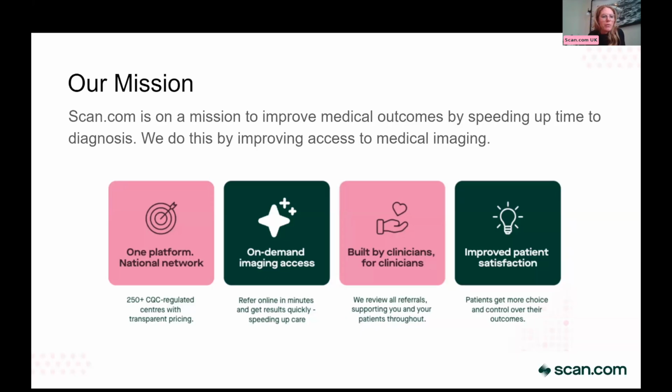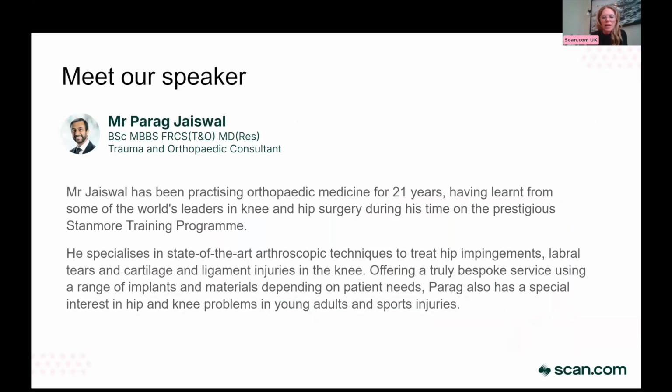The company was built by clinicians, so founded by a radiologist, consultant radiologist, and is run by clinicians. I'm a doctor myself, and we have lots of different clinicians working in the business. That's a little bit about scan.com. You can go on our website to find out more.